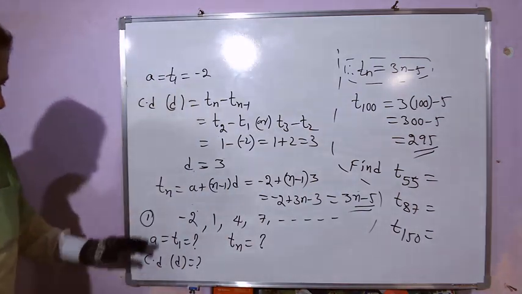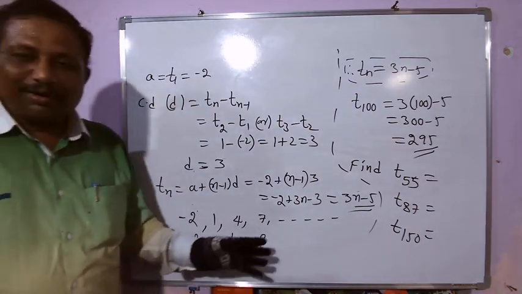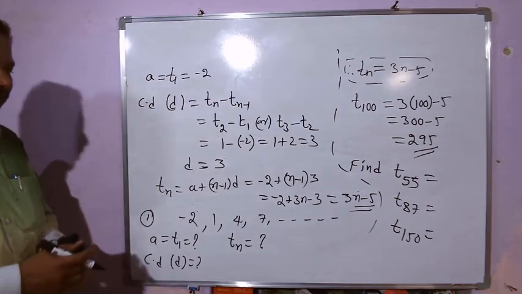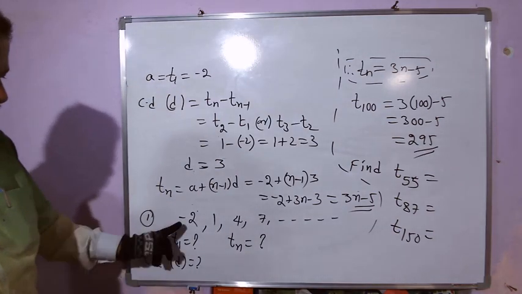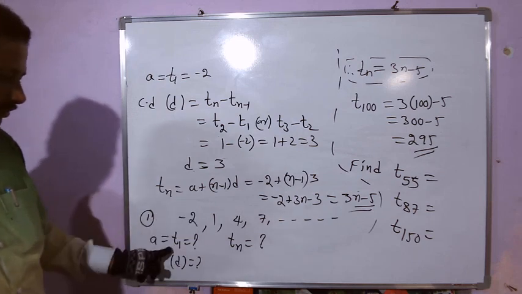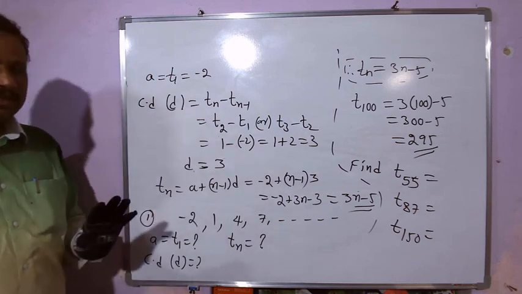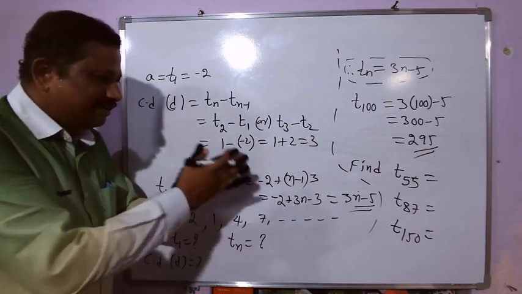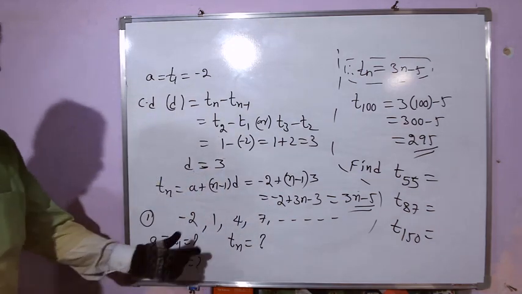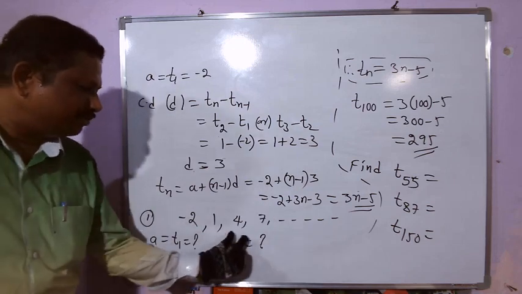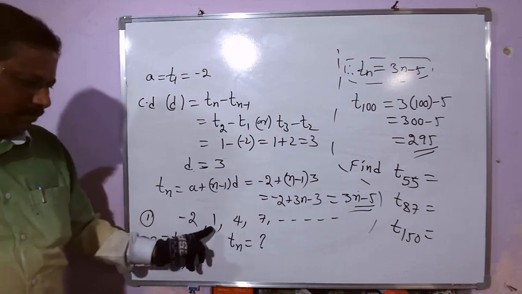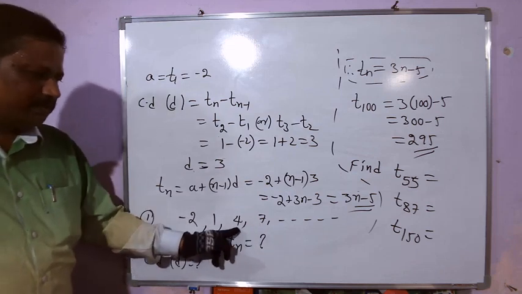So now carefully observe. It is AP. Today we are going to learn about AP. In that we learn what is the first term, how to find the first term. Whatever we have first, that we have to write as the first term. And common difference is the difference of two consecutive terms in the given AP. Difference of any two consecutive terms. So 1 minus of minus 2, 3. 4 minus 1, 3. 7 minus 4, 3 you will get.